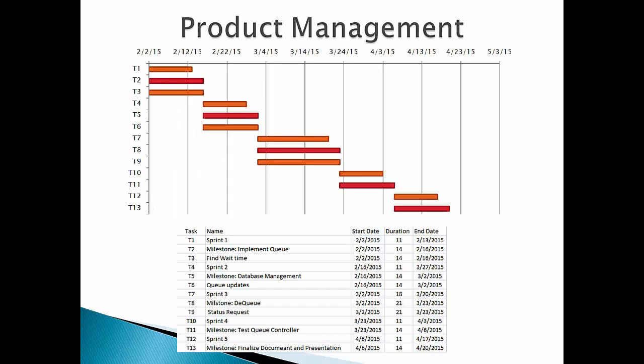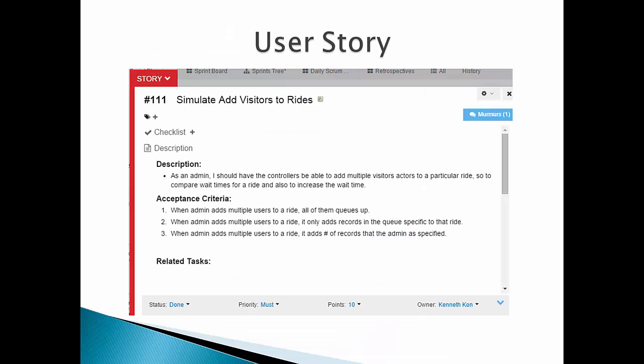This is the Gantt chart made for the product management for this semester, which was broken down into 5 sprints, and each sprint is 2 weeks long. And we will be talking about the 2 main user stories that we worked on this semester. This is the first user story, which is simulate add visitors to ride.